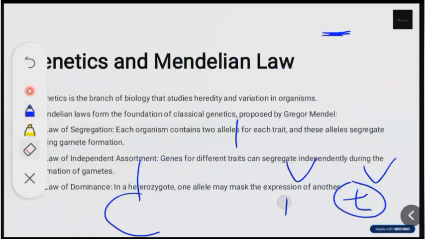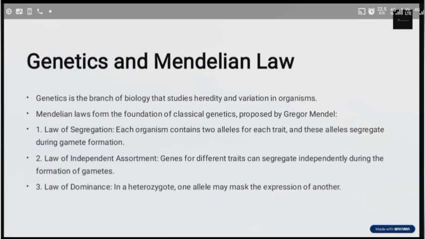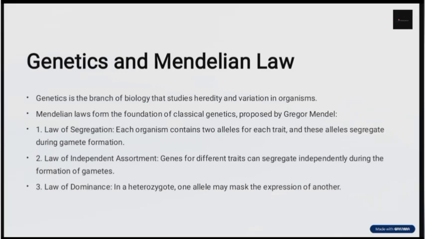Okay. I think when we go forward, you now start understanding something, because what I want to explain next will cross into the second law. Now, the second law states the law of independent assortment. That is, genes for different traits can separate individually during the formation of what? Gametes. Let me simplify this grammar now. It's just saying what? That inheriting one trait does not affect the inheritance of the other traits.